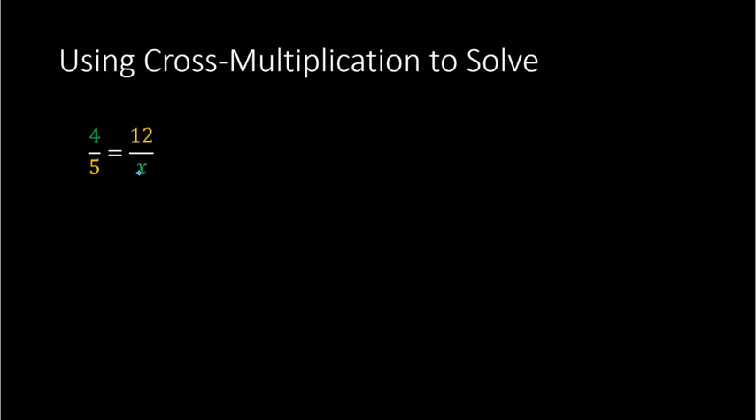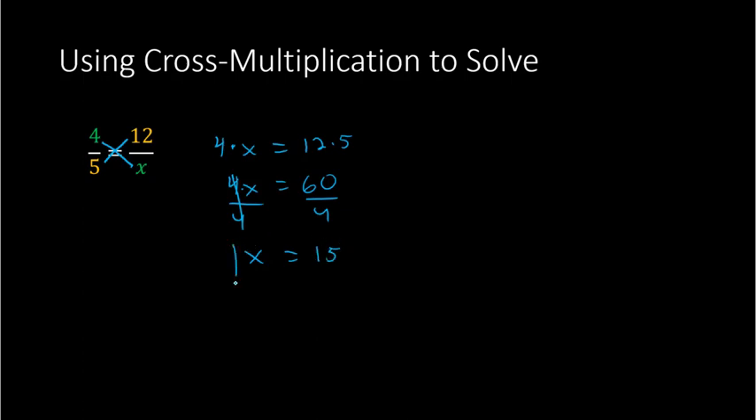So using the cross multiplication method, what we would do is take 4 times this unknown value of x, so 4 times x, and set that equal to, and then we multiply across 12 times 5. So if you do that, we'd have 4 times x, or 4x, equaling 60. And then to solve for x, we would get rid of this 4 that's being multiplied. We do that by dividing both sides by 4.